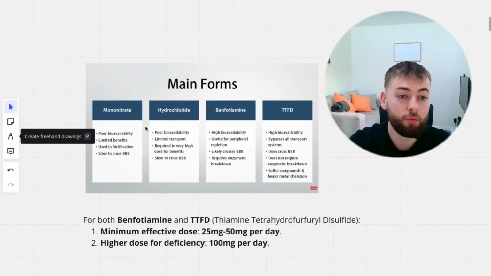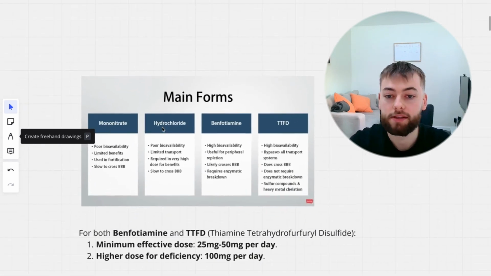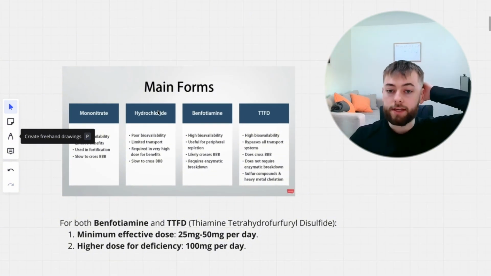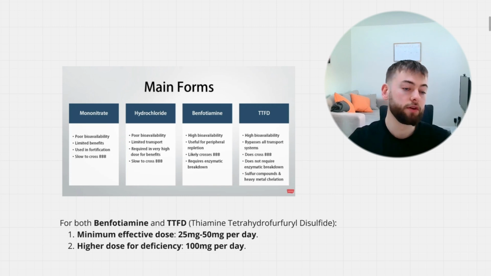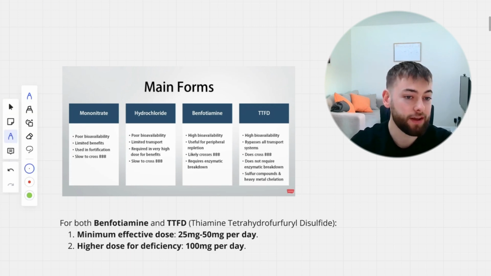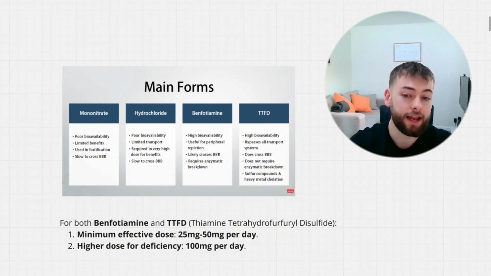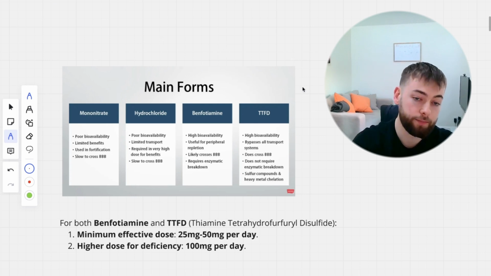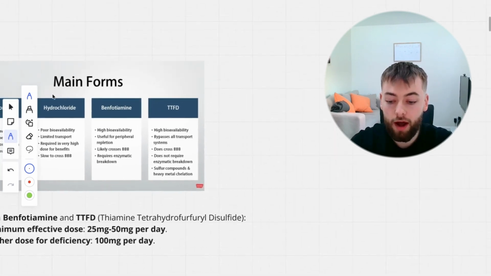Anyway, there are four main types of B1. The main one is hydrochloride. Hydrochloride thiamine is going to be what you find in your B complexes. If you look at the back of your B complex, it's going to be hydrochloride B1 most likely. The issue with this is the bioavailability is so poor. I think it's like 10% of it gets absorbed. Again, we can see here limited transport, doesn't really cross the blood-brain barrier, not very effective at addressing the issues that we've just talked about. So the two that I think are the best are benfotiamine and TTFD.